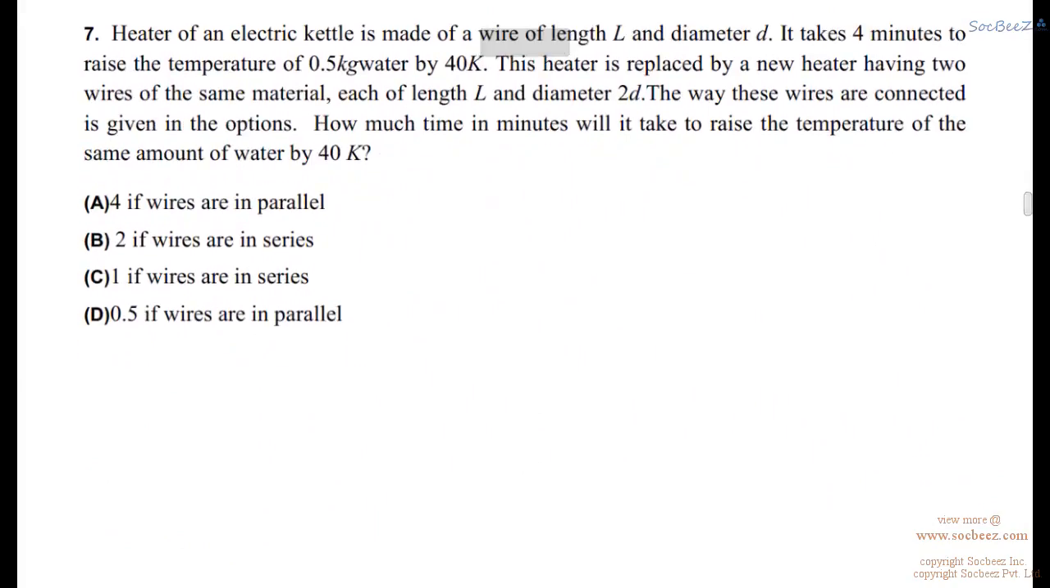Okay, so now let's see another question. Question says, heater of an electric kettle is made up of a wire of length L and diameter D. It takes 4 minutes to raise the temperature of 0.5 kilogram water by 40 Kelvin. This heater is replaced by a new heater having 2 wires of the same material, each of length L and diameter 2D. The way these wires are connected is given in the options. How much time in minutes will it take to raise the temperature of the same amount of water by 40 Kelvin? Well, we know that time here is H upon P.